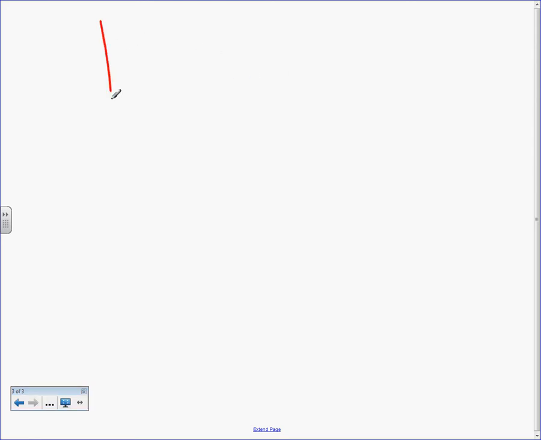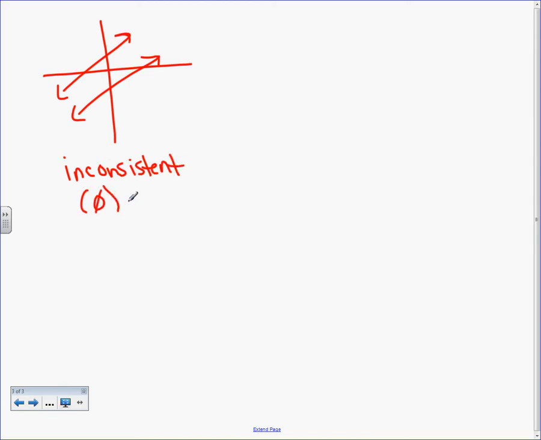Okay, so I'm going to start here with what kind of lines are these? Those are parallel. They're supposed to be, okay? So those are parallel lines. So what that means is they're inconsistent, which means it was no solution. I'm not saying anything different than the front side. I'm just giving you a graph because some of you are more visual learners, okay?